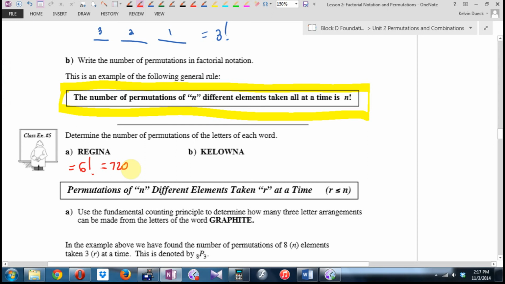How many different permutations are there of the word Kelowna? It is 5,040. Is that what you guys said?